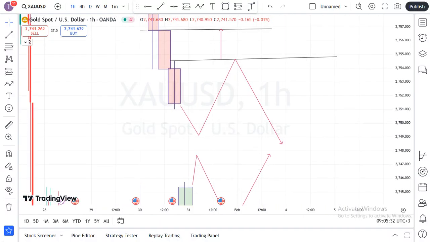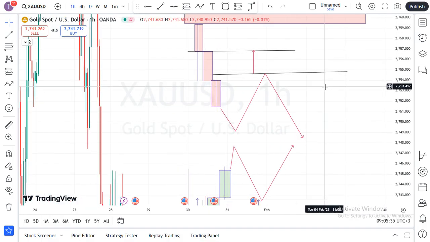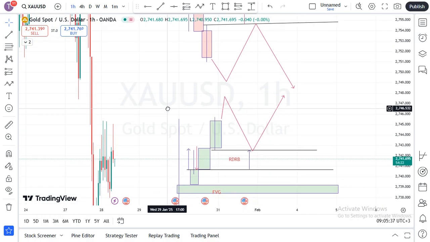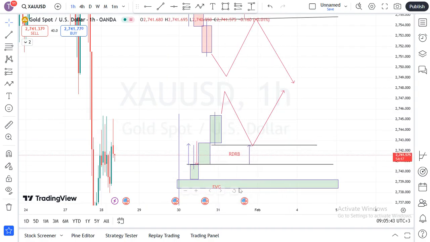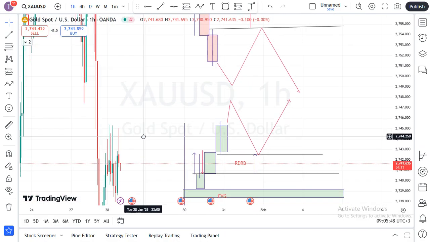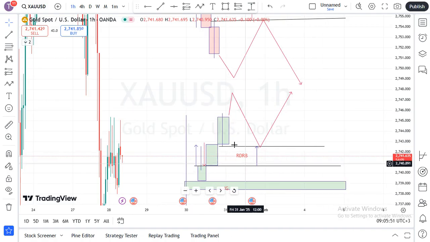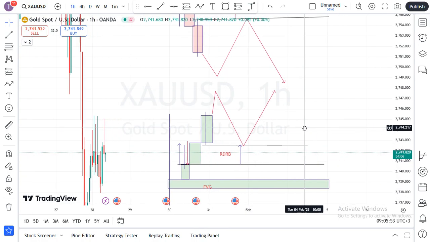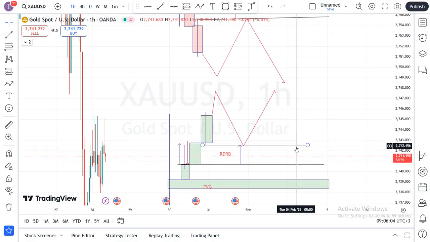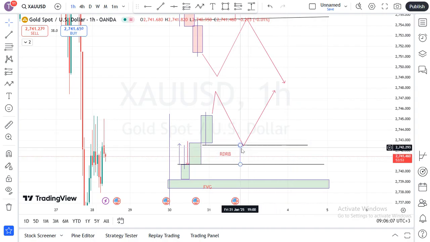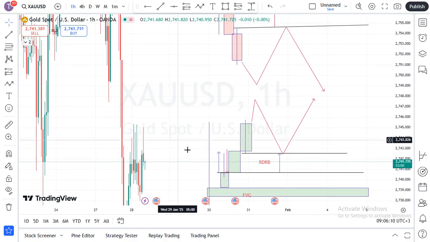So now we are going to see how we can find these PDRAs in our charts, then we will see how these PDRAs were respected in the market. As I told you, they act as an internal liquidity. So they are strong zones. These are one of the strong zones.